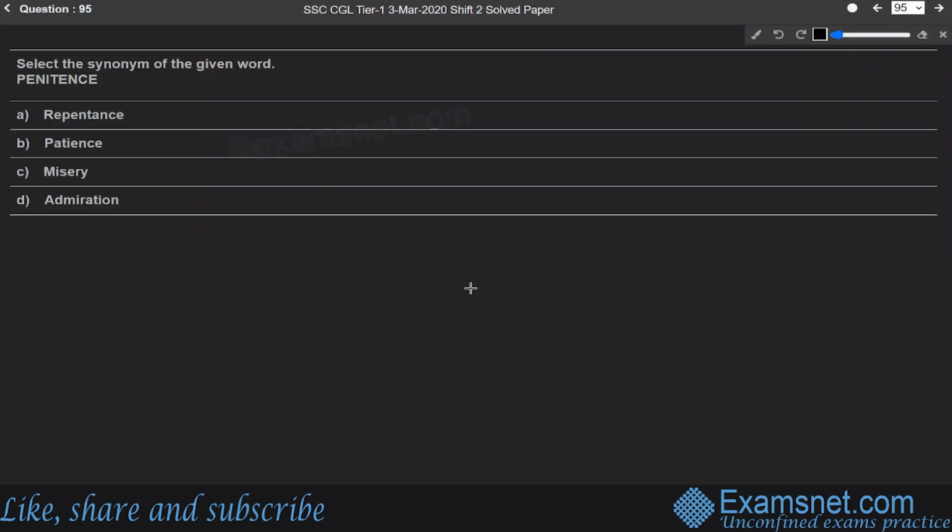Next question is select the synonym of the given word. What is the given word? It is penitence. But what do you understand by the synonym? Synonym of a word is simply a word that has the same meaning as another word. So it means that we have to find the word that has the same meaning as the word penitence. So firstly, let us have a look towards the meaning of the word penitence. Do you know what is the meaning of penitence?